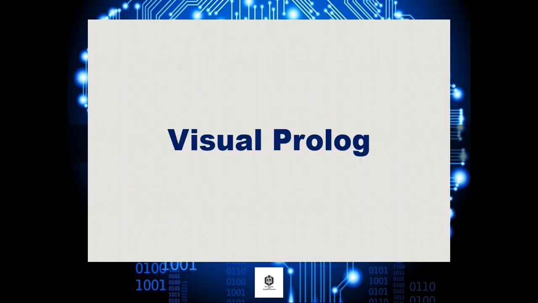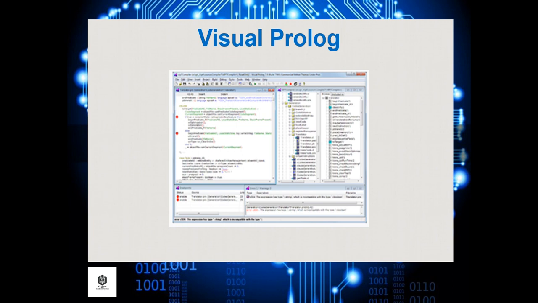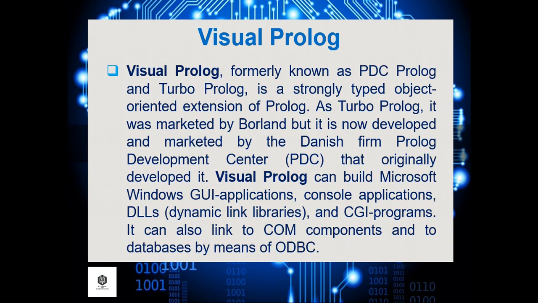Visual Prolog. Visual Prolog, formerly known as PDC Prolog and Turbo Prolog, is a strongly typed object-oriented extension of Prolog. As Turbo Prolog, it was marketed by Borland, but it is now developed and marketed by the Danish firm Prolog Development Center or PDC that originally developed it.